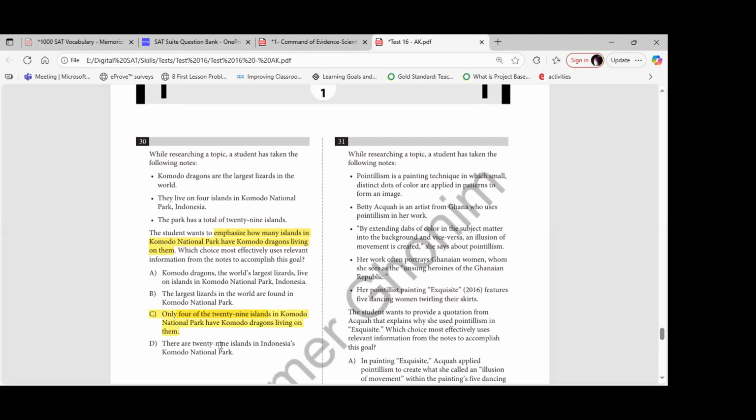There are 29 islands in Indonesia's Komodo National Park. Also this can be accepted because he mentioned the number. So what you're gonna do right now is go to the bullets to find how many islands in Komodo National Park have Komodo dragons. Here he said Komodo dragons, the largest lizard in the world, live on 4 islands in Komodo National Park in Asia. The park has a total of 29 islands. I need in how many islands the Komodo live. So 4. So the answer is C.